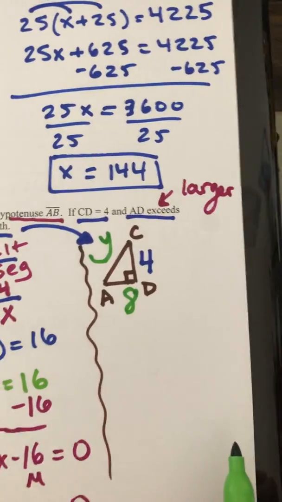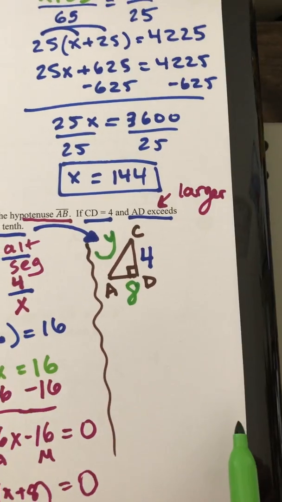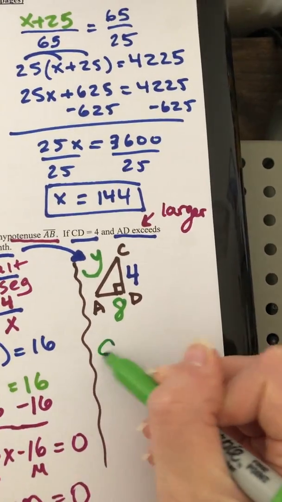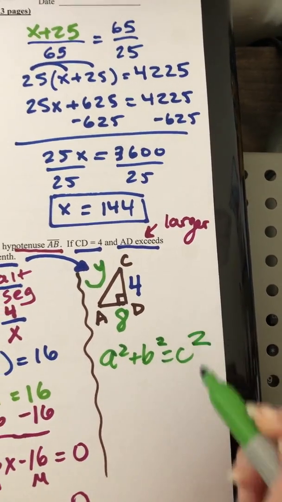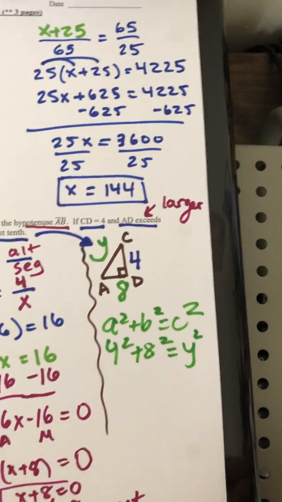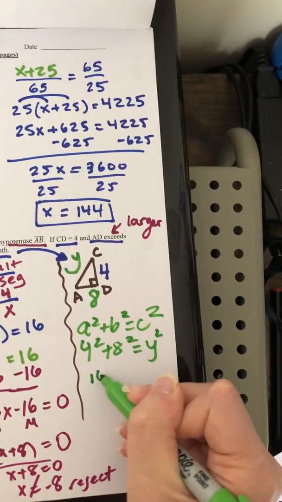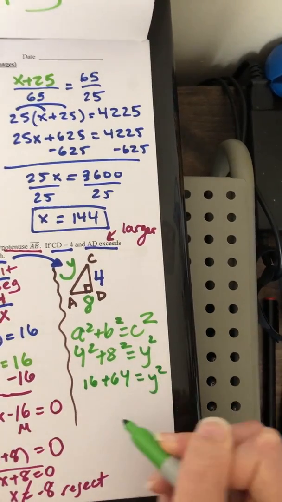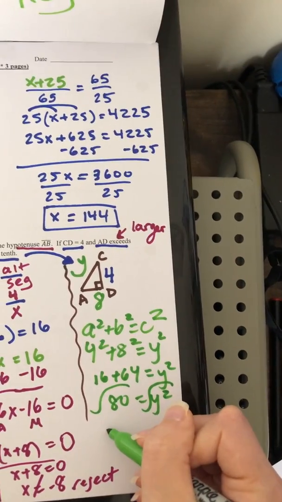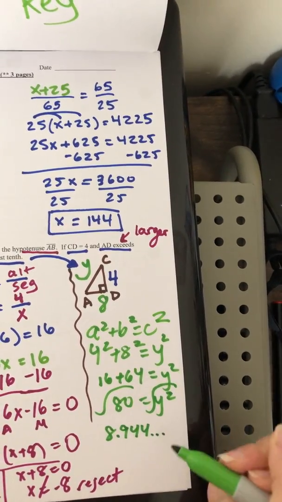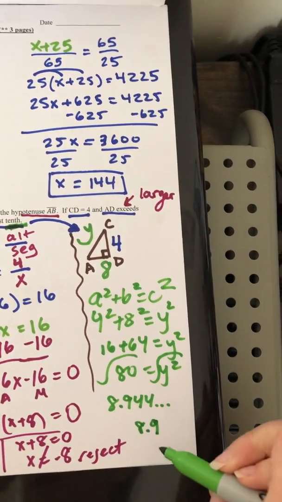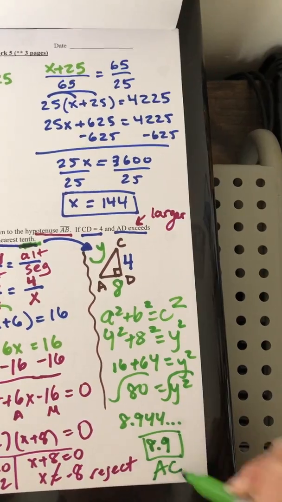So now I look at this triangle and I think to myself, this is a right triangle. We solve questions about right triangles with the Pythagorean theorem. a squared plus b squared equals c squared. We put in 4 squared plus 8 squared is equal to y squared. You could have left it as c instead of y. You get 16 plus 64 equals y squared. You get 80 equals y squared, square root of that. You get 8.944 going on, and the question says nearest tenth. So that's 8.9, and that is your AC.